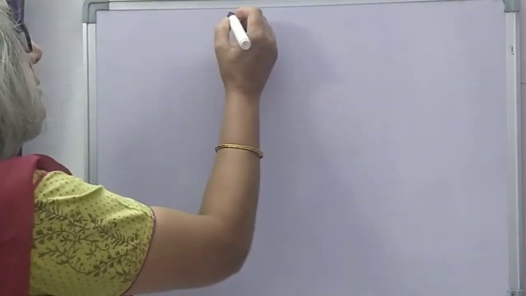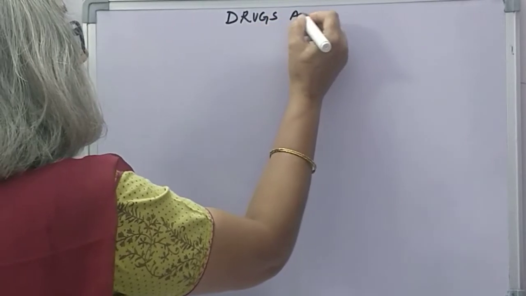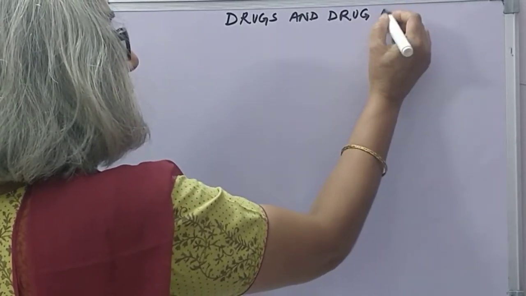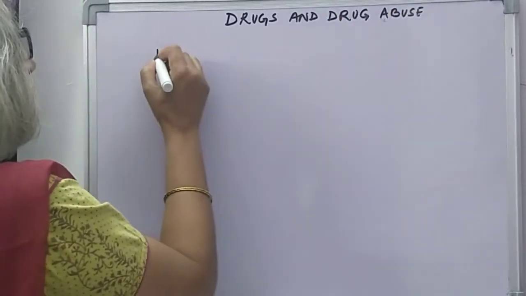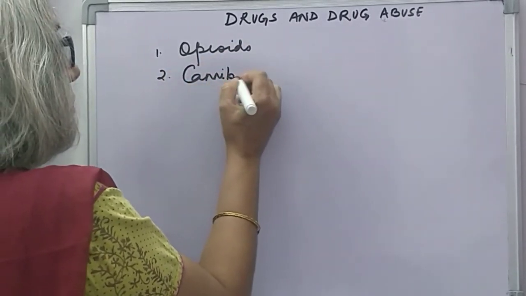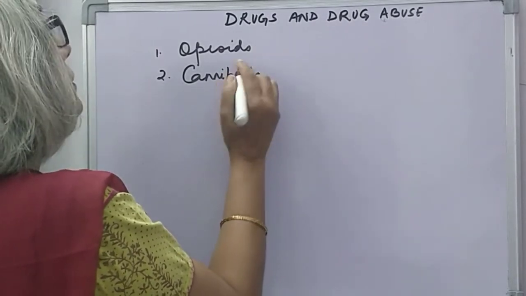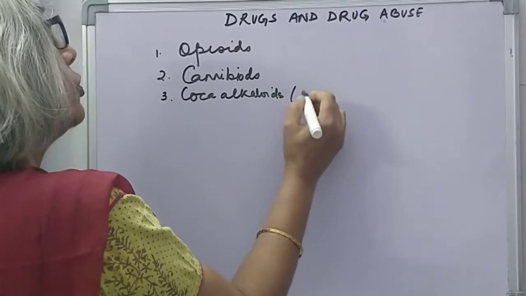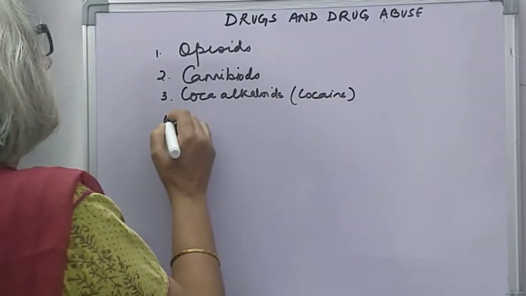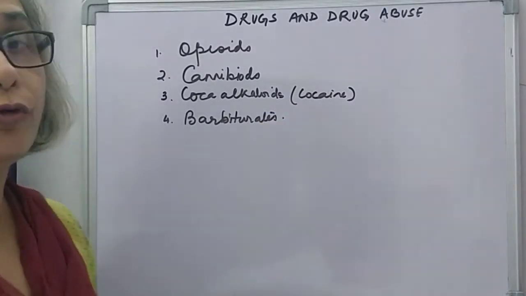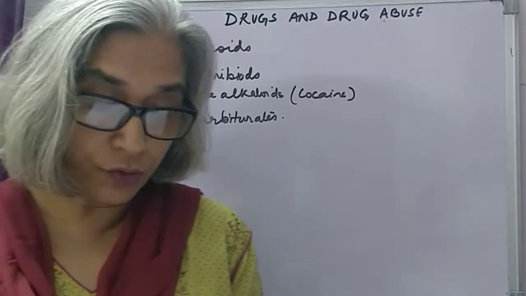Now, commonly used drugs, as I told you, are of four kinds. First, opioids. Second kind of drugs are called cannabinoids. Third are called coca alkaloids. We also call them cocaine. And the fourth kind of drugs are called barbiturates. We have to study these four groups of drugs. So the first one, opioids.